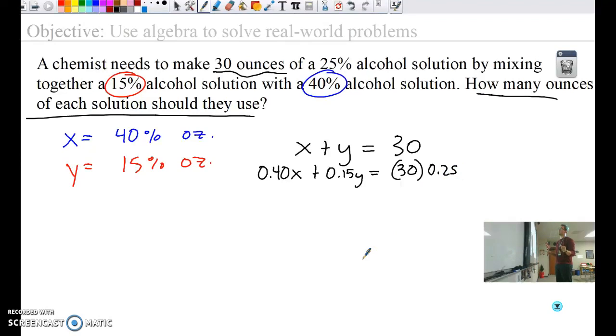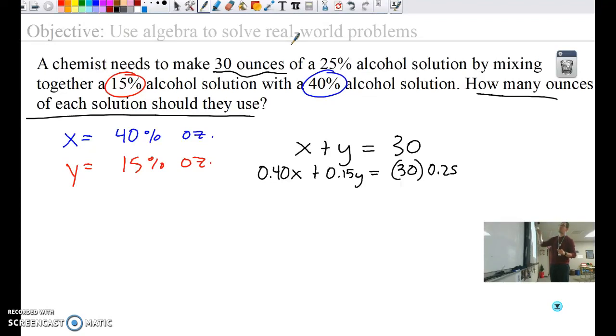So let's talk about that quick, because I'm sure this is a little confusing. Basically, I got these numbers from the percentage of alcohol that's in them. Since X is 40%, I know 40% of the X ounces is alcohol, because that's the concentration. And I know that 15% of the Y solution is alcohol, and I want 25% of my 30 ounces to be alcohol. I'm going to use some video editing magic here to get the solution, and you can pause it and find out how I did this problem.